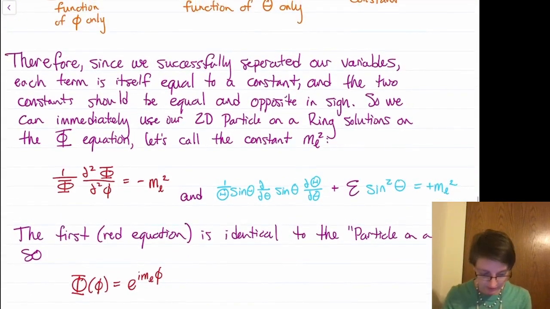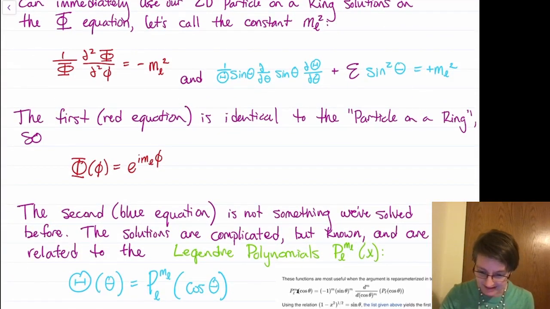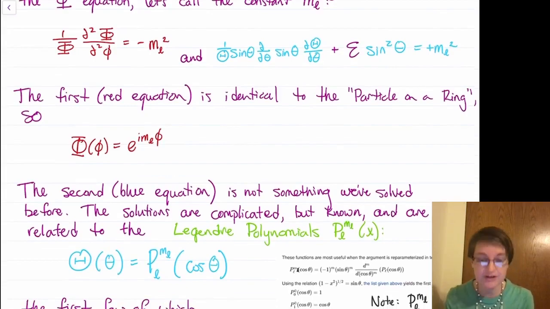Now, the reason I chose ml squared is because my first equation, once I move that capital phi function over to the right-hand side, if you scroll back up to our particle in a ring example, it's the exact same differential equation that we're solving. So we've already solved it. We don't have to redo all that math, and we can just say, oh, this function is equal to e to the i ml times phi.